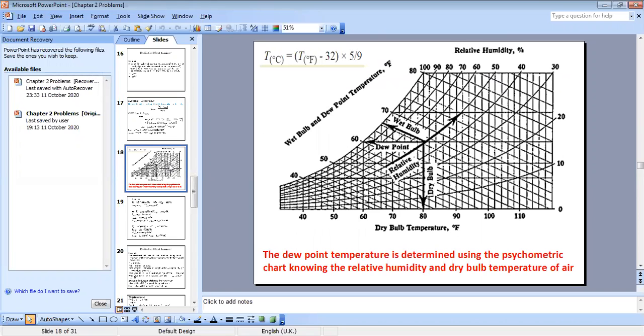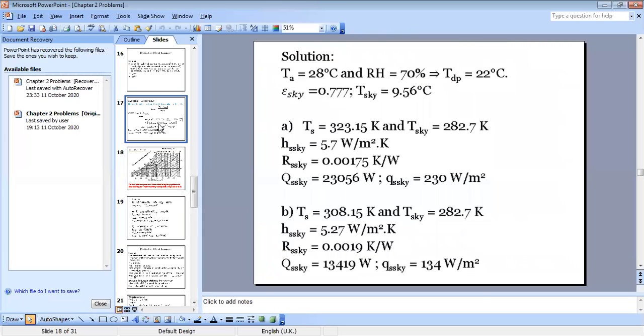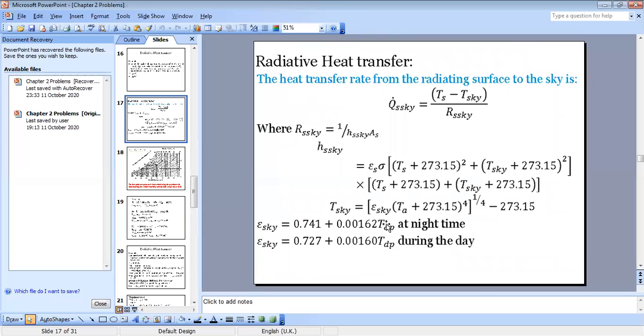Once I find the dew point temperature, I can go back to my empirical relations. I begin by replacing here to find epsilon sky during night. Once I find epsilon sky during night, I replace it into the formula of T sky and get T sky. Once I get T sky, I replace it back here and get H. Once I have H, I get the resistance. And once I have the resistance, I get the radiation flow rate. Okay, thank you for circling back.